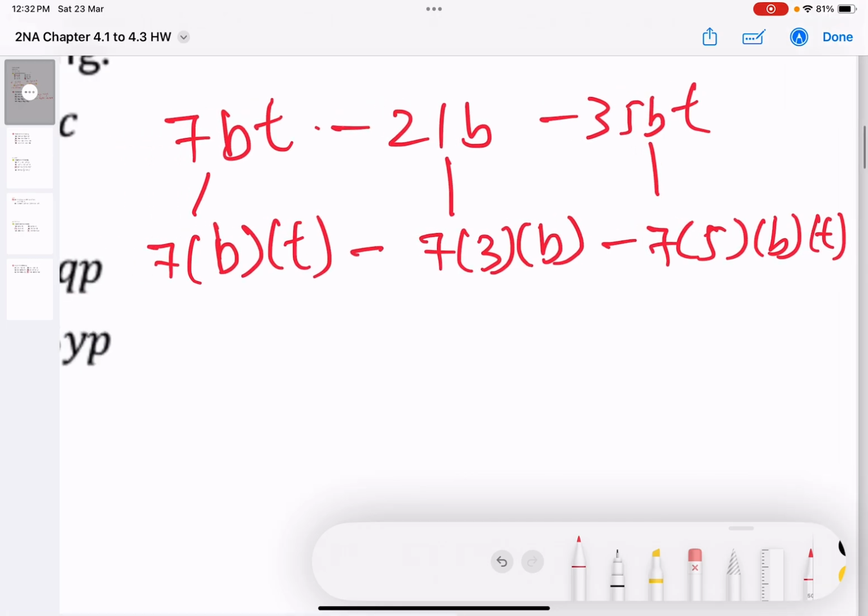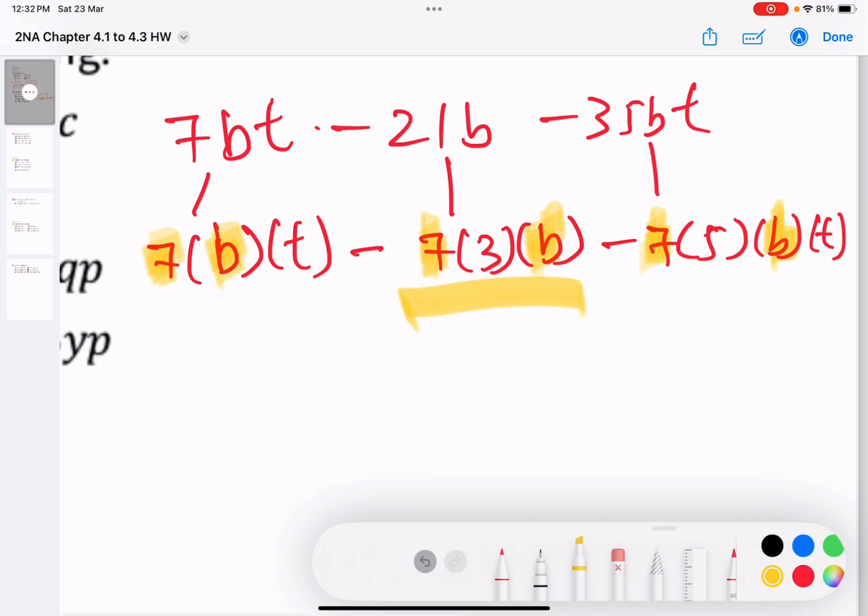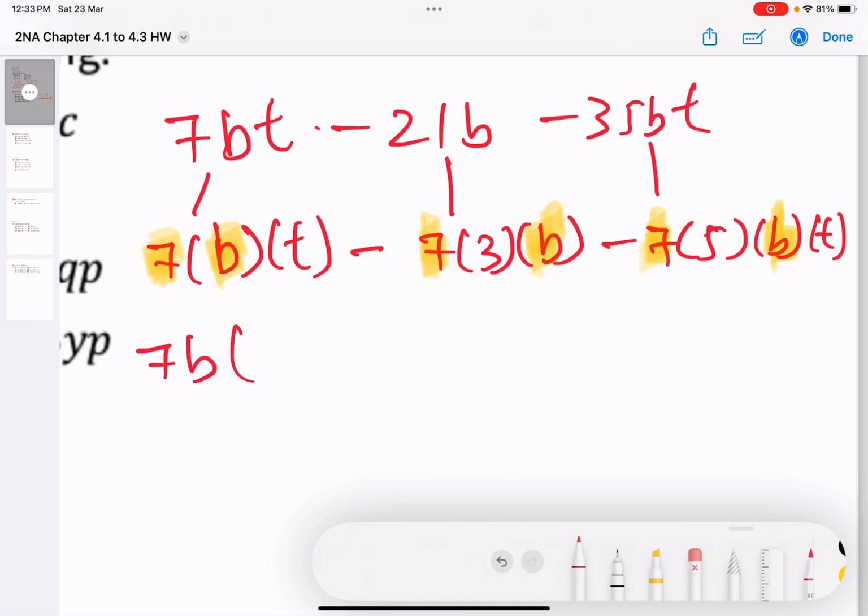Okay, so what is common? Remember, it must be common in all three terms. So I have a 7, 7, and 7 here. Anything else that is common, I have a b, b, and b. This term here doesn't have a t, so I cannot say that it's common in all three terms. So I can only factorize 7b out.